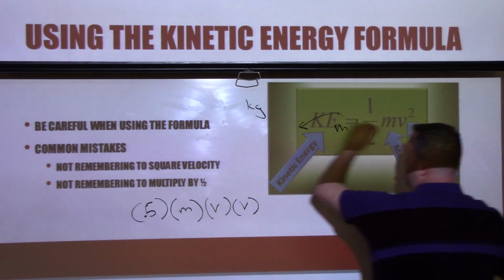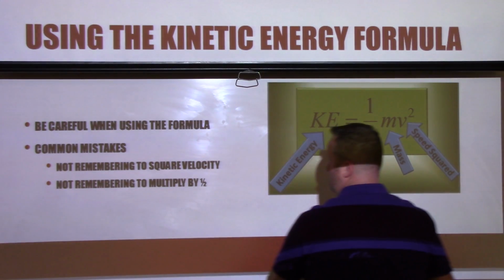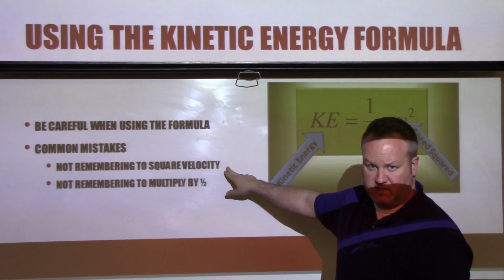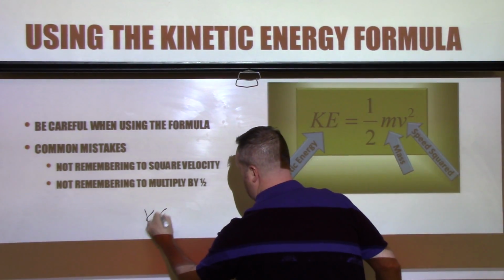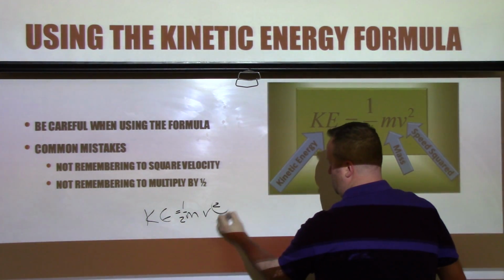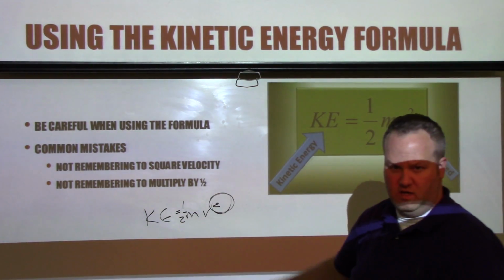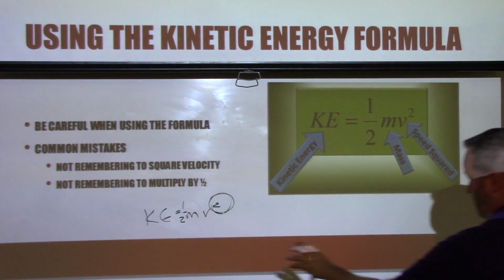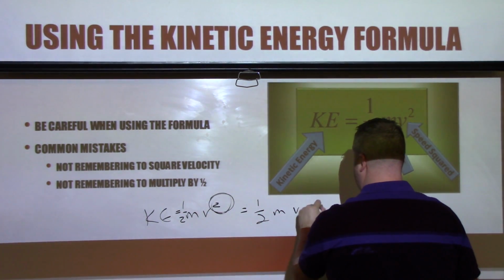So, looking at the common mistakes that students can make when trying to solve these problems. First of all, the most common mistake is not remembering to square velocity. If you look here, you can see that in our formula, the velocity is actually squared. So when you're solving this, you need to make sure that you square the velocity. That means multiplying it a second time. So what this really represents is 1/2 mass, velocity, velocity.